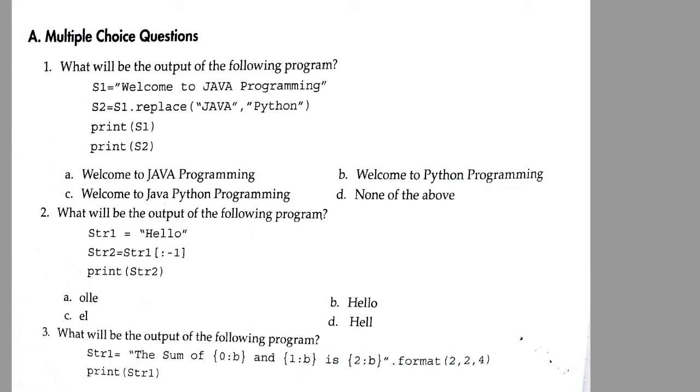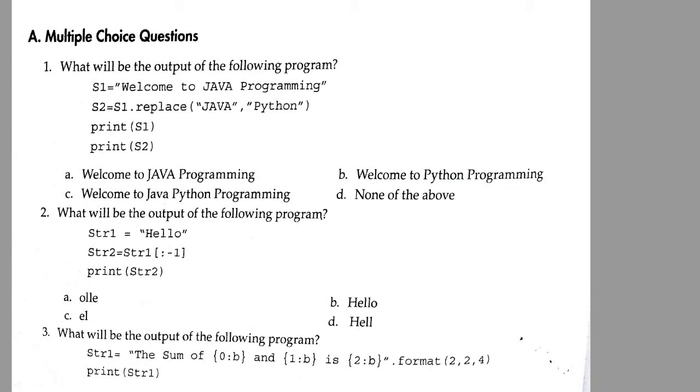Now let's start. What is the first question? What will be the output of the following program? Here two strings are defined. The first one is S1 and the second one is S2. S1 is "Welcome to Java programming", and S2 stores S1.replace. Look at this command carefully: S2 is equal to S1.replace("Java", "Python"). Now print S1 and print S2.